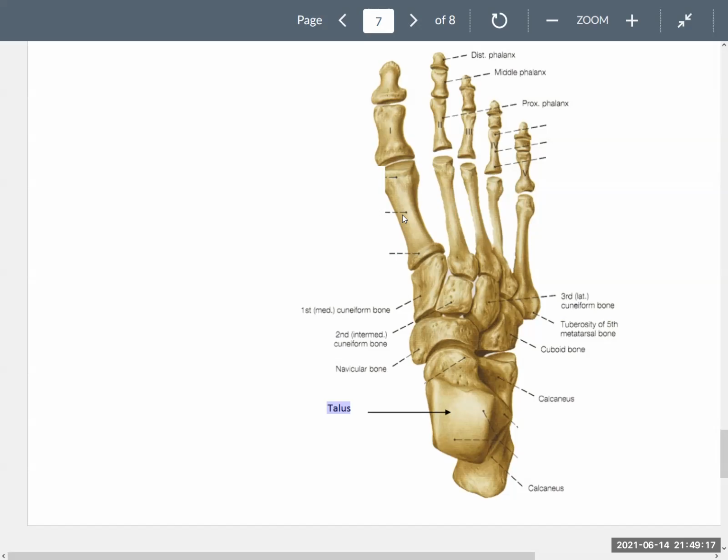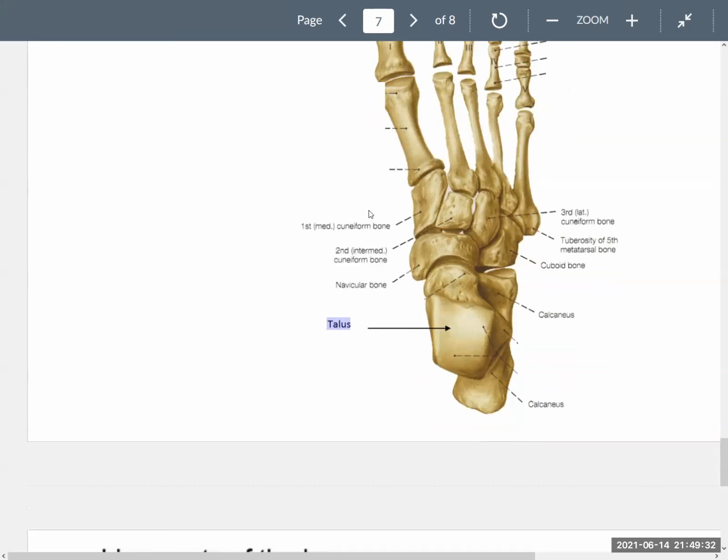This is metatarsal 1, not labeled here. Metatarsal 2, 3, 4, and 5. We're going to do the same thing with these as we did with the hand. Find metatarsal 1, come back and find the one bone it articulates with.